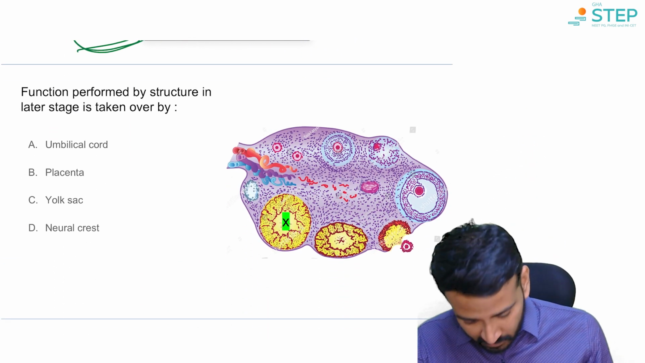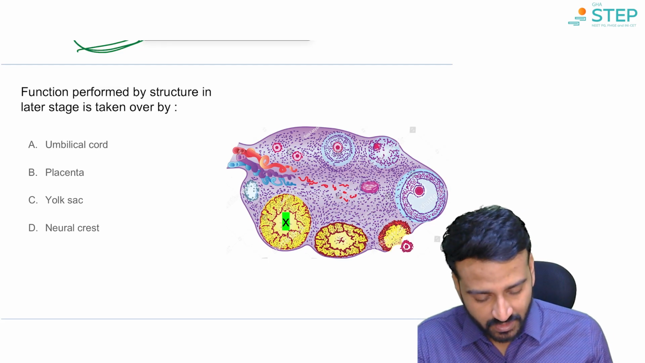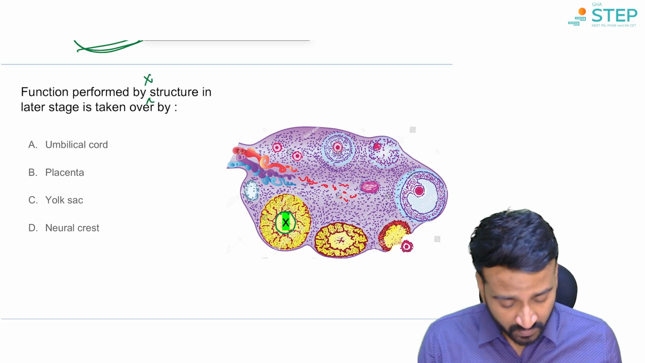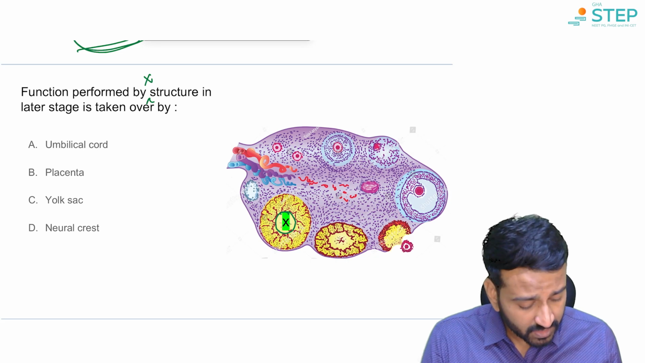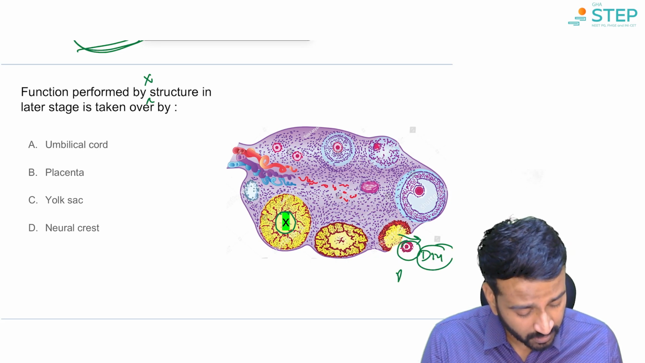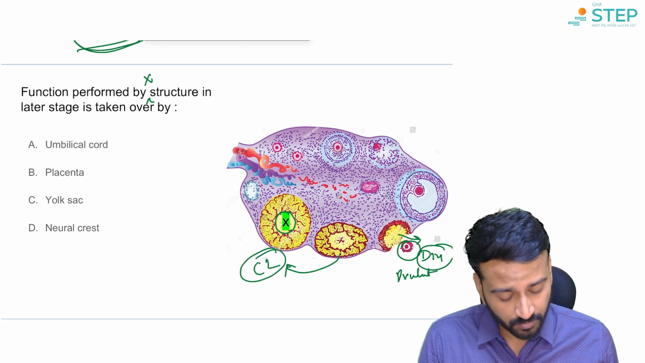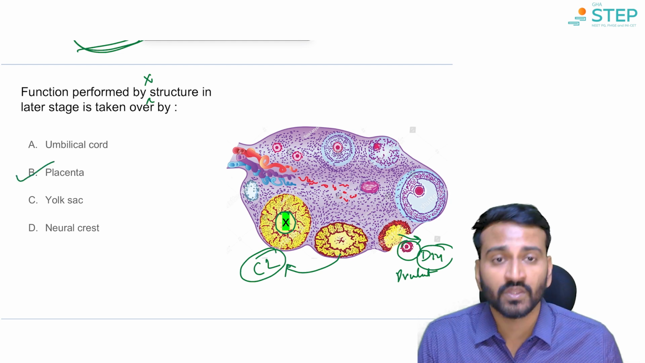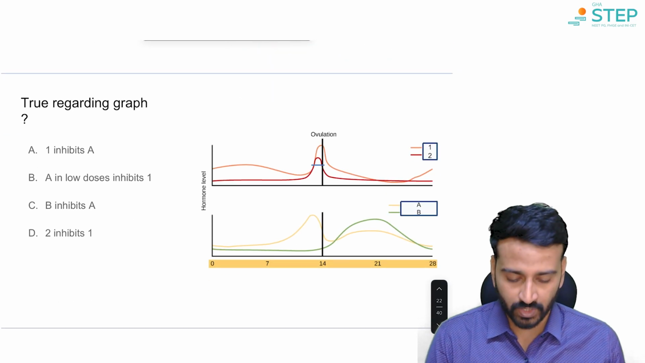Moving ahead, the function performed by the structure in the later stage is taken over by. This is the X, function performed by X. Structure in the later stage is taken over by. We can see that at this stage, this is day 14 of the menstrual cycle, there is ovulation. After ovulation, this will turn into corpus luteum. Corpus luteum will secrete progesterone. This is later secreted by placenta. Simple. That is identification and functional correlation.